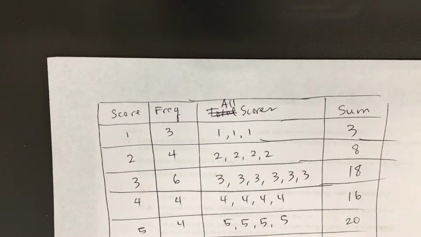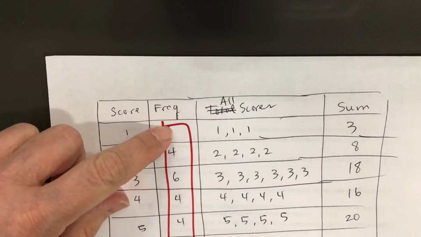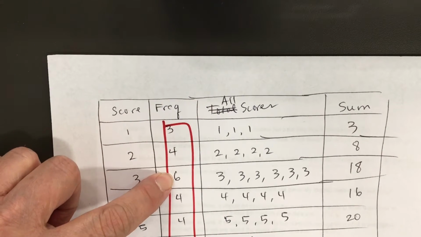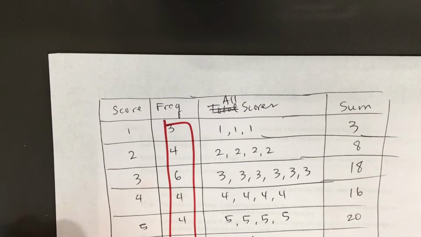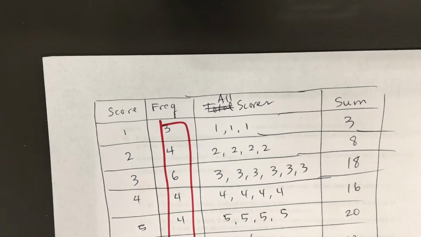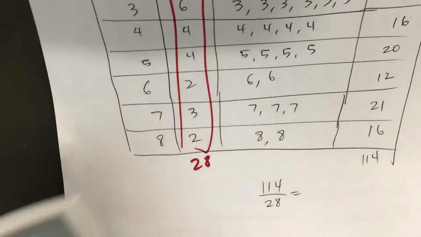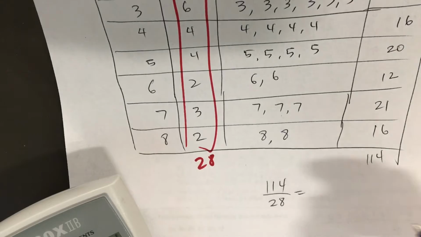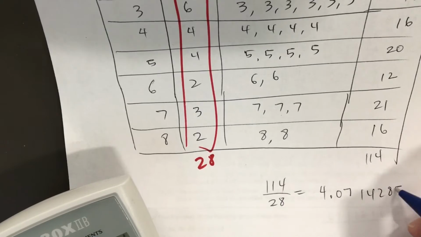How can I get the total number of numbers? I could count them, or I could just add up the numbers in the frequency column. 3 plus 4 is 7, plus 6 is 13. 13 plus 4 is 17. 21, 22, 23, 26, 27, 28. So there are 28 scores. I'll divide 114 by 28, and that'll get the mean for me. 114 divided by 28 is 4.071428571.